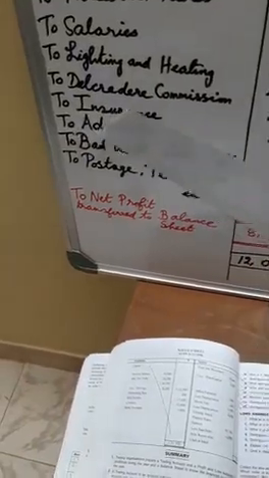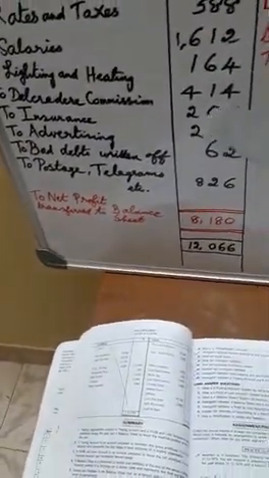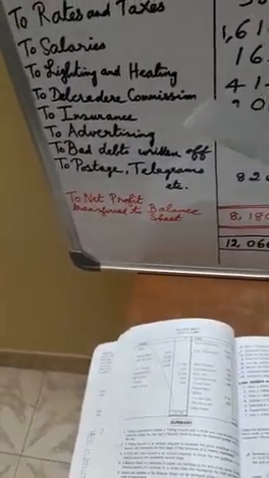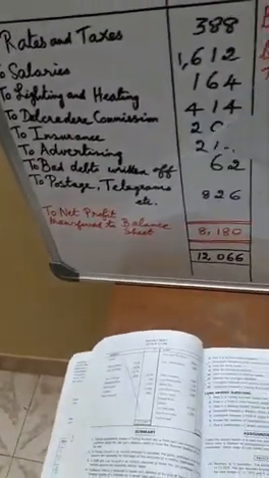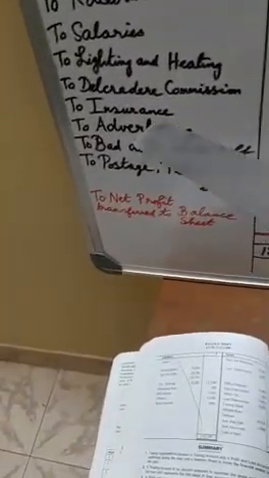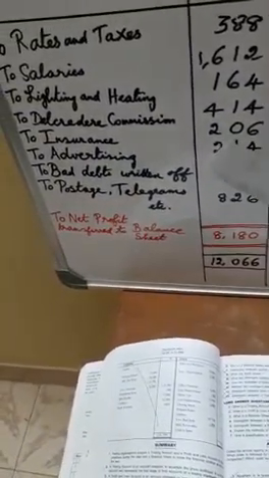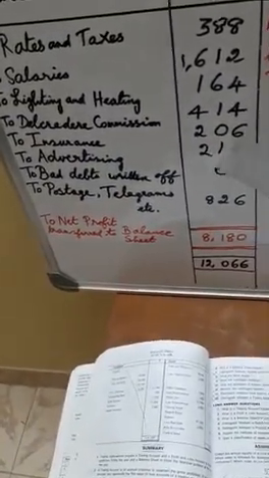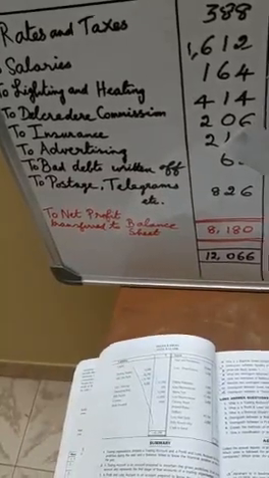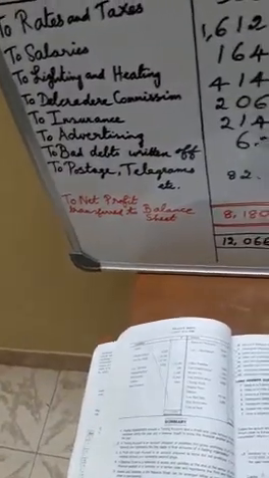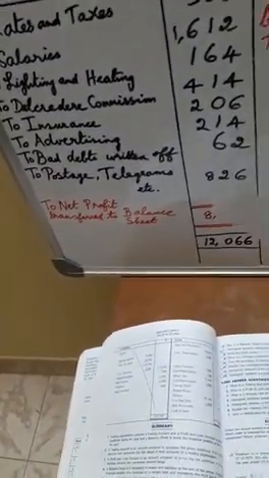And to del credere commission, it's a commission given to the salesman. About this you will learn later in your higher classes. Then, to insurance, it's an expense which is paid indirectly, not related to production, 206 rupees. To advertising, 214 rupees, not related to production.